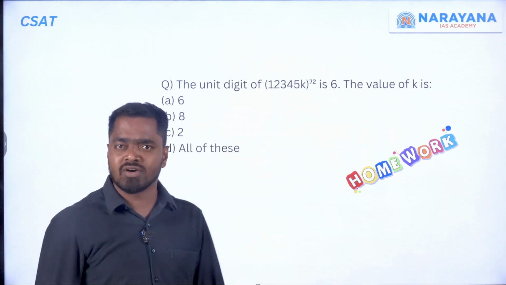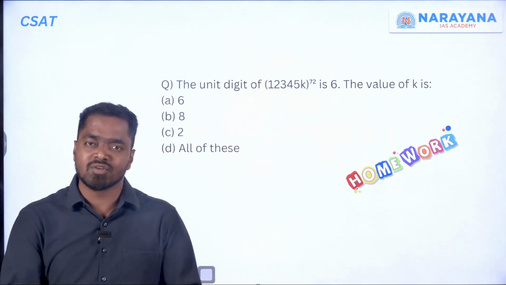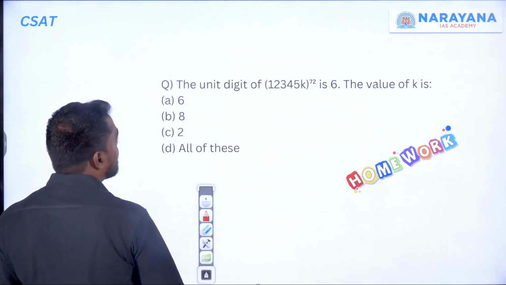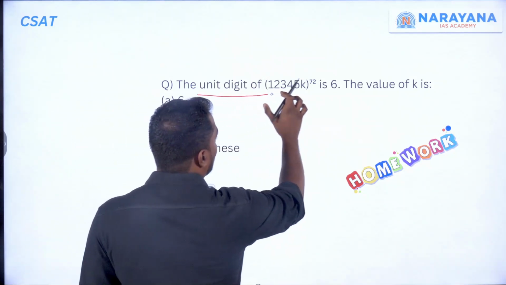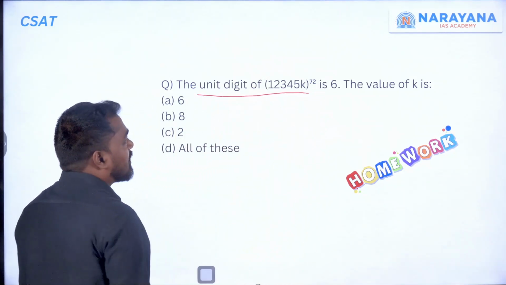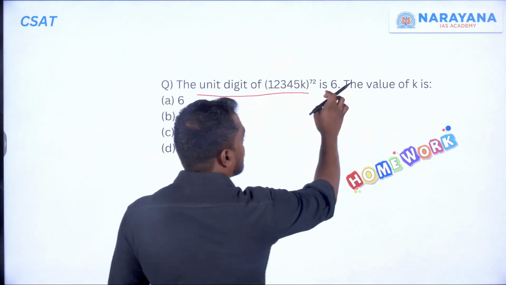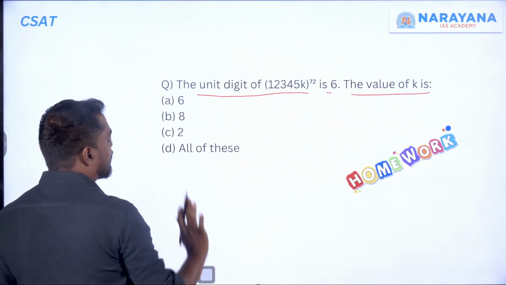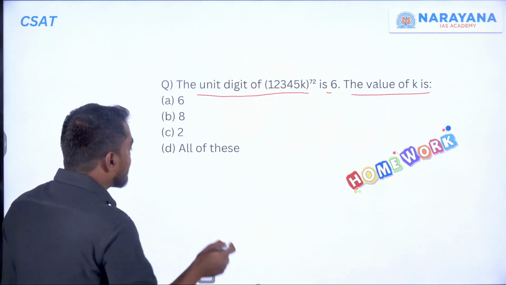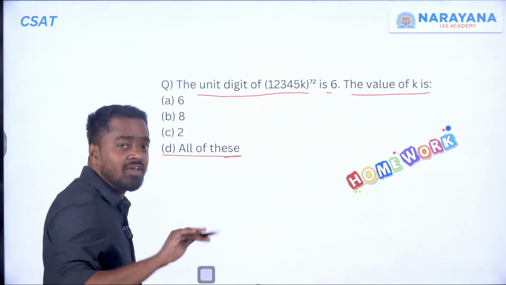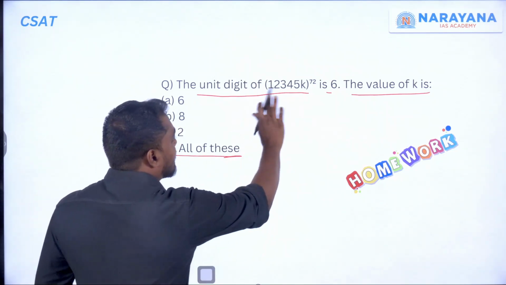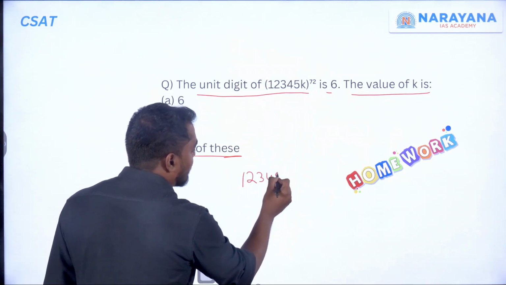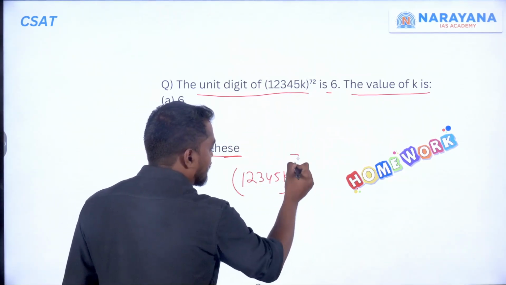After that there was a homework question. I hope every one of you solved this one. So the question reads, the unit digit of 12345k to the power 72 is 6. So what is the value of k? Options are 6, 8, 2 and all of these. Whenever there is an option all of these, we have to be careful. So what can be the value of k? The expression is 12345k to the power 72.